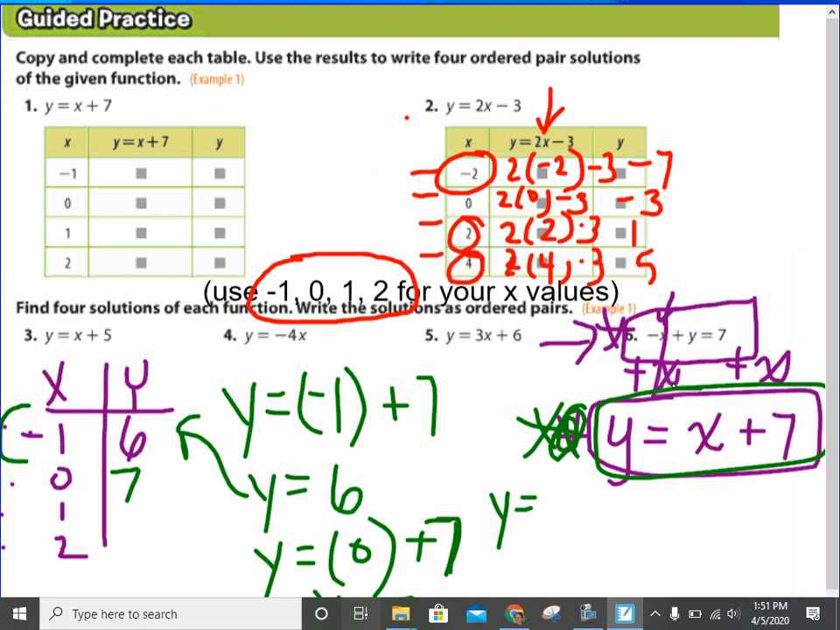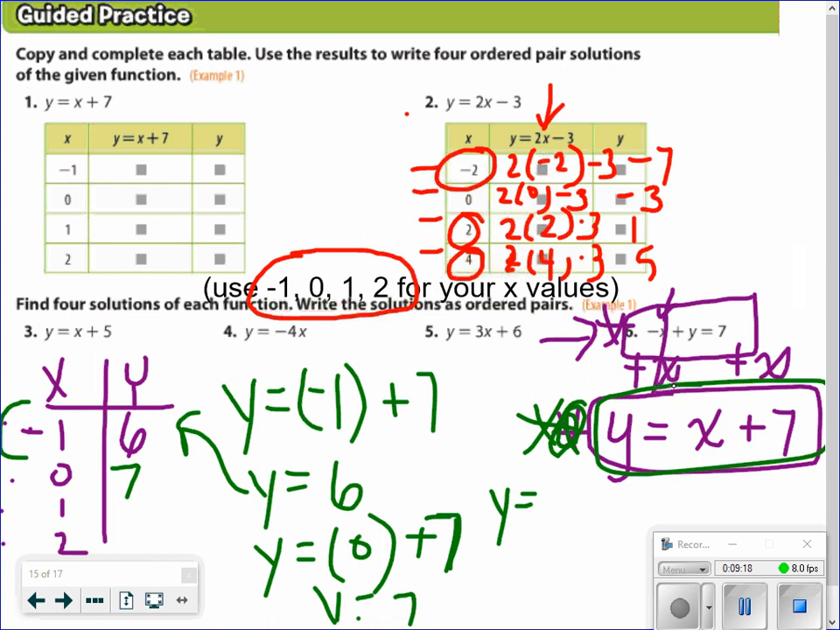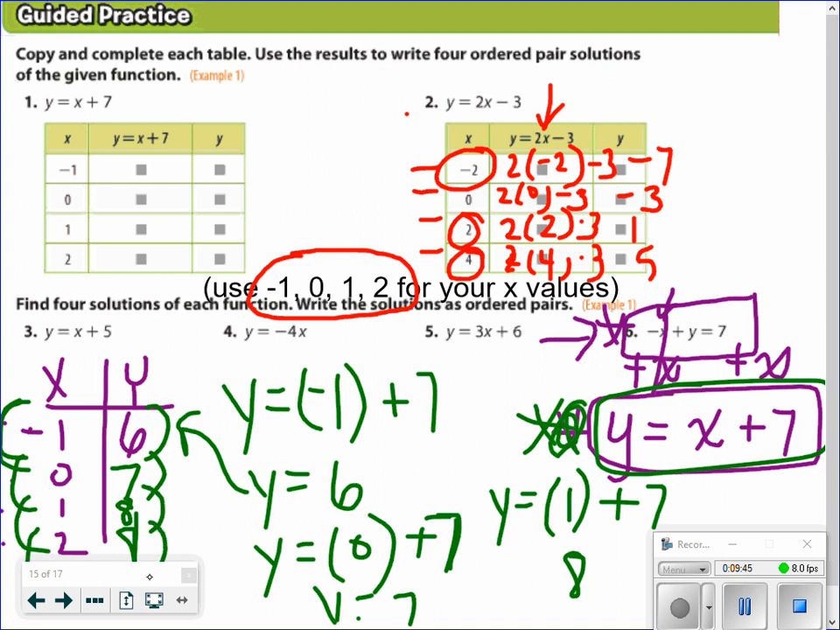I'm going to plug in my 1 plus 7, which is going to give me 8. Take and plug in my 8 here, and then I'm going to do the last one, which will give me 9. All right, and at this point now I have my 4 ordered pairs. So again, these are basically my ordered pairs. I have -1, 6; 0, 7; 1, 8; and 2, 9.